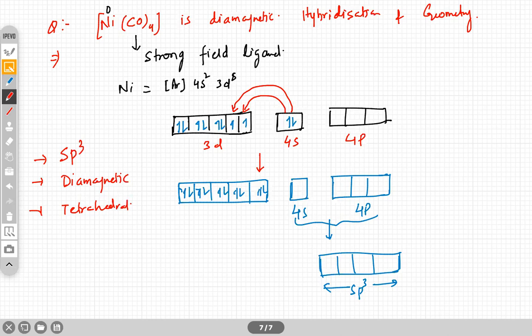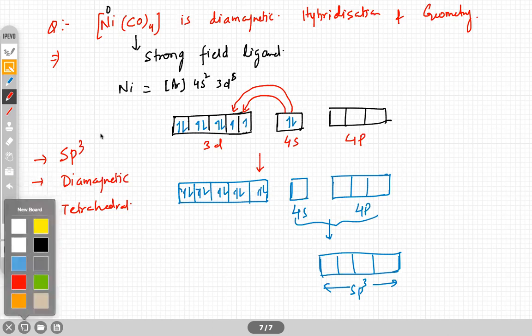How did you get DSP2? Oxidation state is 0, no? Yes, so oxidation state is 0.